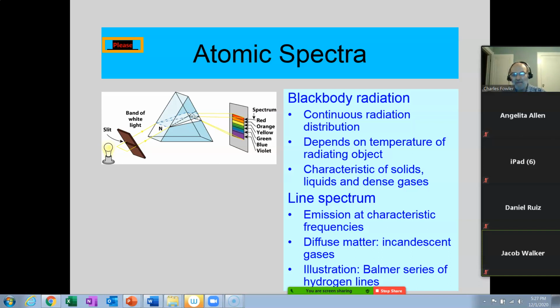Now, that would be an incandescent bulb. We haven't gotten to the Balmer series yet, so let's see what they're illustrating next. I can't get it to advance.